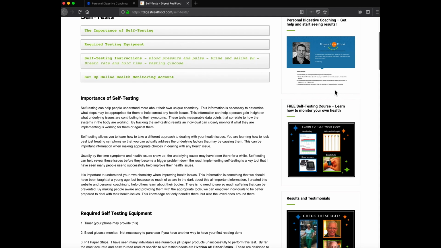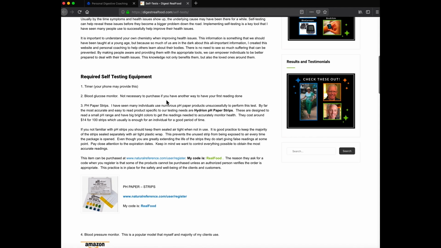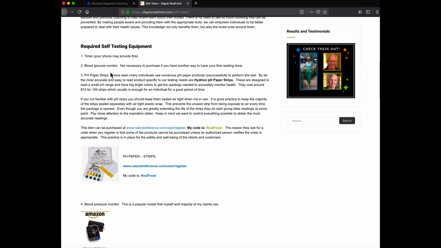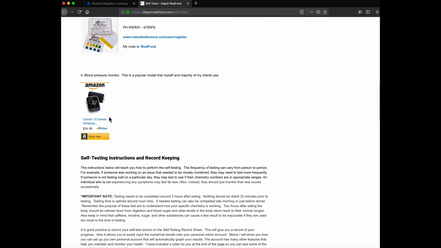As you can see, here's the program again. And this will show you the equipment you need. I highly recommend these strips. The other strips are very difficult to read. The whole purpose of testing is to get accurate readings. So most people use their phone for the timer. Most people will have to purchase some pH strips, these good ones that are easy to read for urine and saliva pH. It's also nice to have your own blood pressure monitor so you can get consistent readings at home.